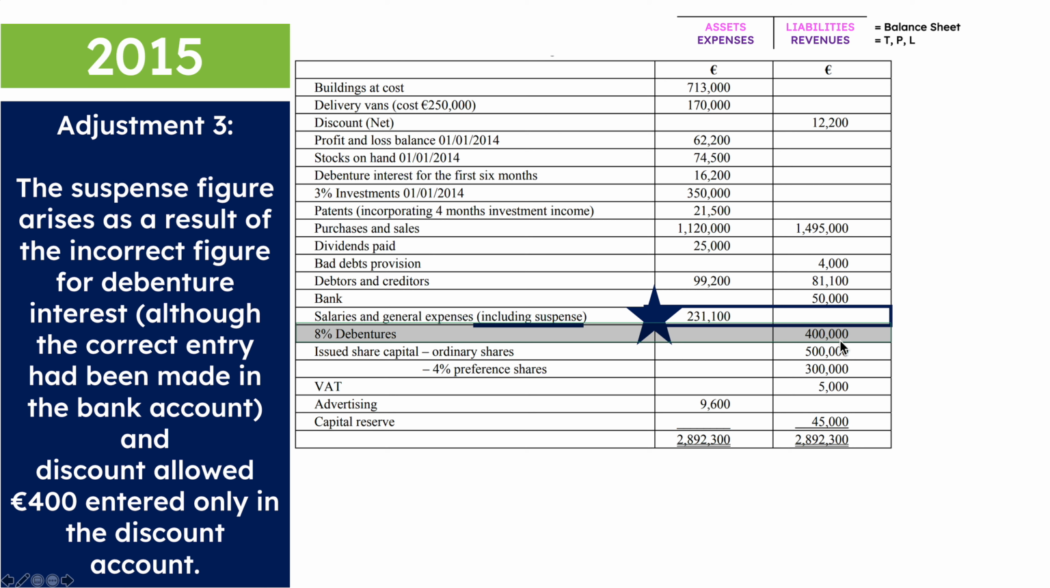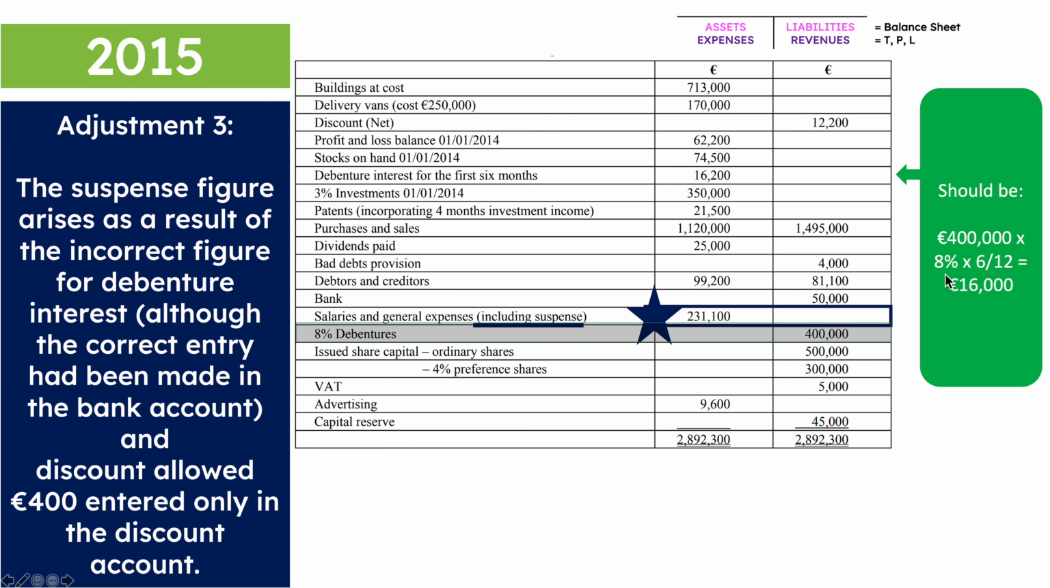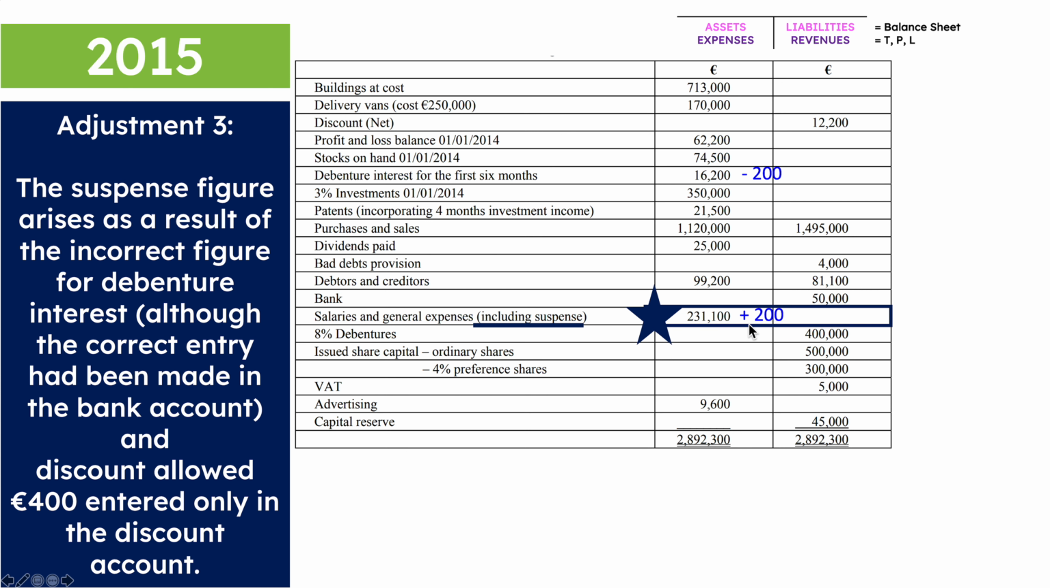All right, so if we were to calculate the debenture interest for the first 6 months, it would be 400,000 by 8% by 6 over 12, which is 16,000. So this is obviously wrong. There's 200 too much, so we'll minus 200 there. So then our two sides will not equal. What we'll do then is we will add 200 there to make our sides equal again. So if we minus 200 from the debit, we'll also have to plus 200 to the debit to make those equal. Second one is discount allowed 400 entered only in the discount account.